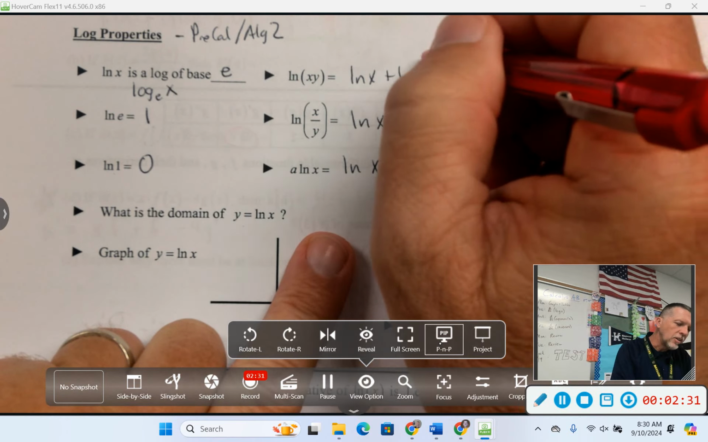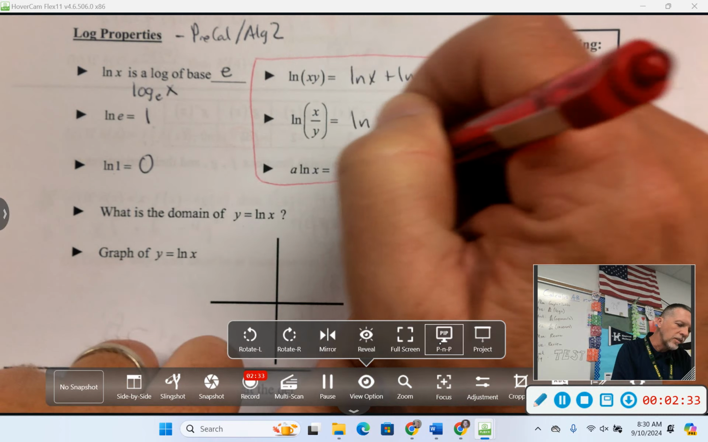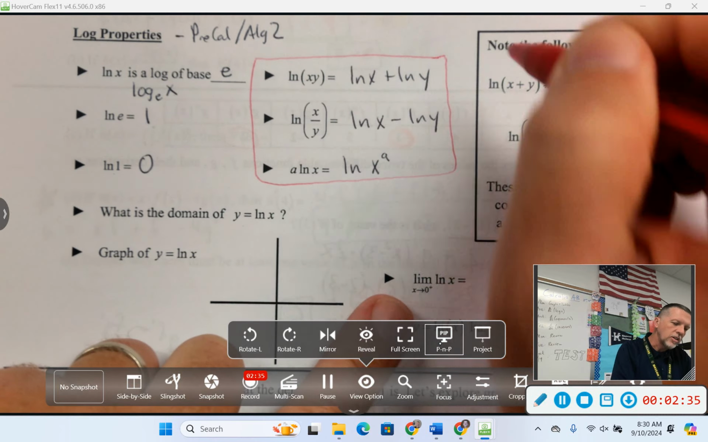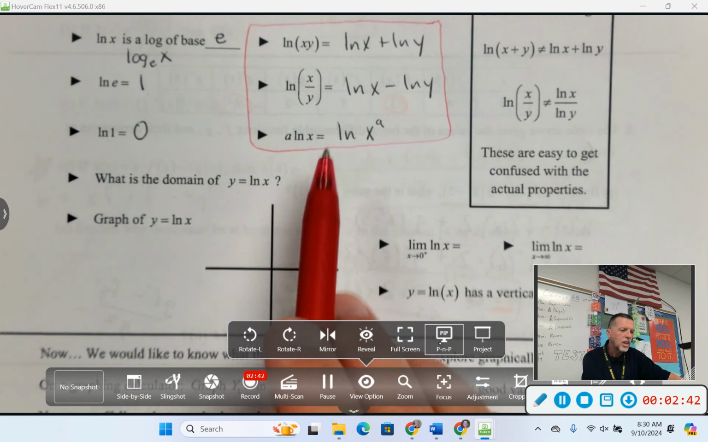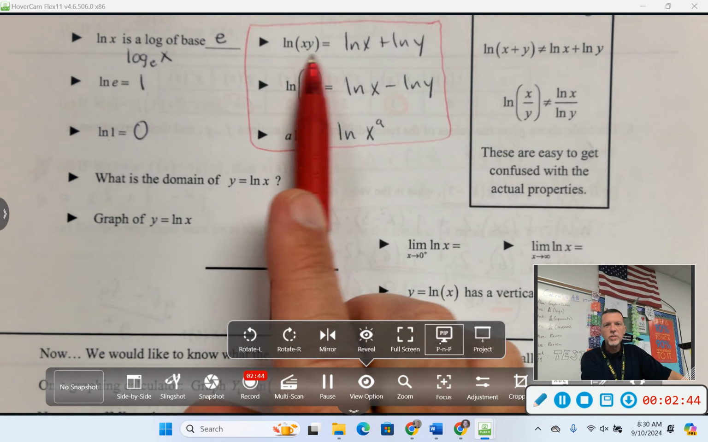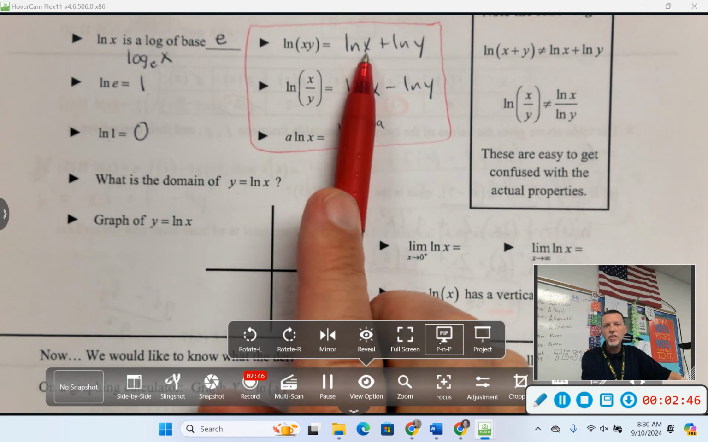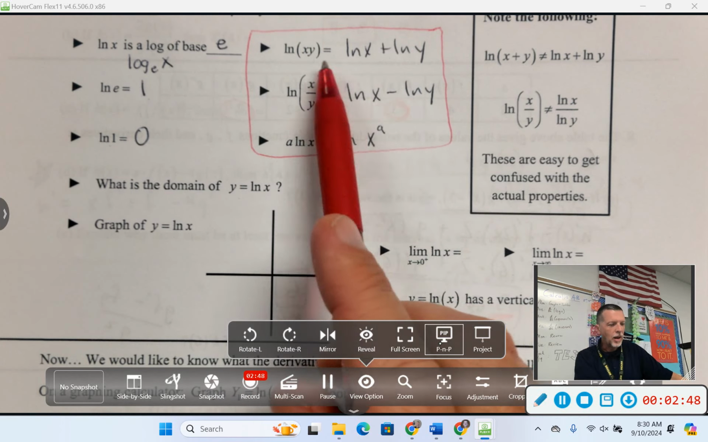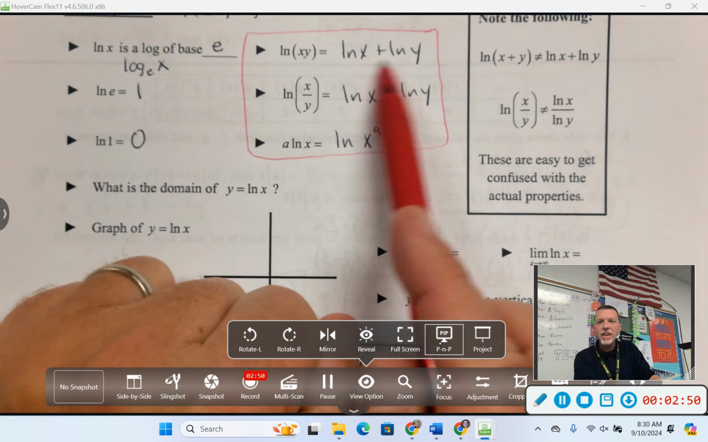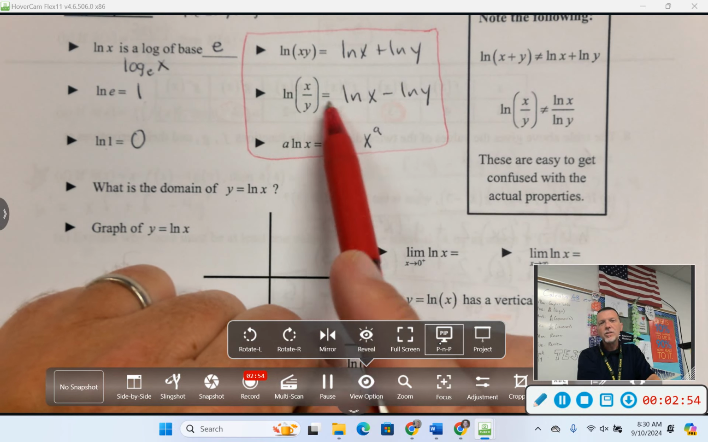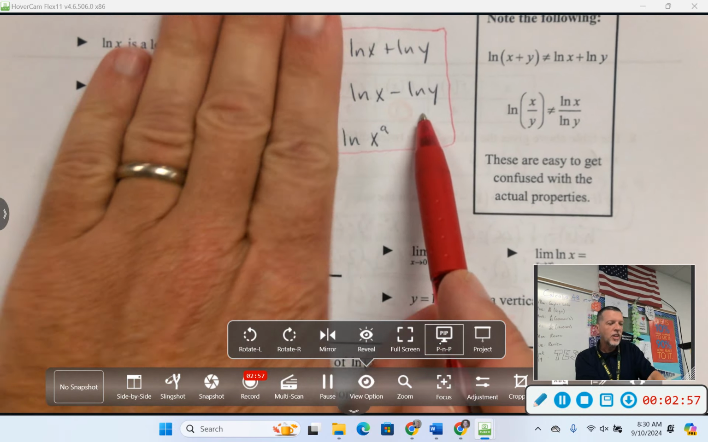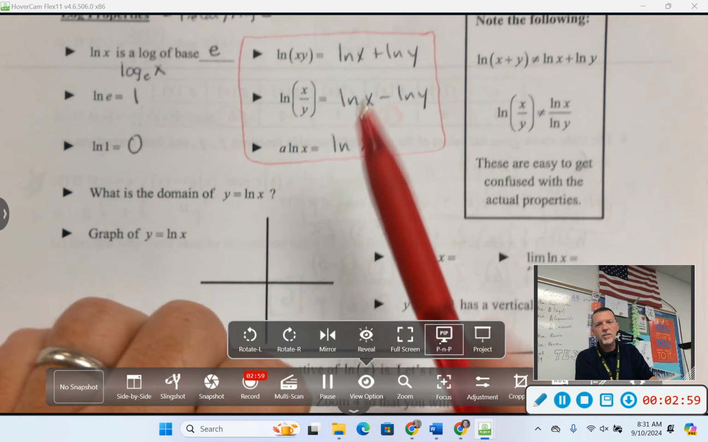You need to know all of those, but when it comes to taking derivatives, these are super important because you can avoid the product rule if you split it up first. If you do algebra first, I hope it makes sense that taking a derivative of this is a whole lot easier than taking a derivative when it's together. So a lot of times we'll do the algebra first and then do the calculus, because it just makes life easier.